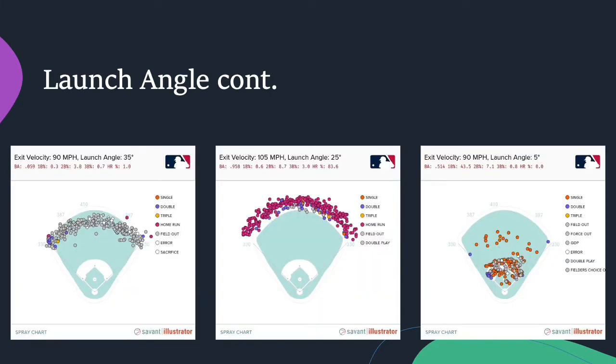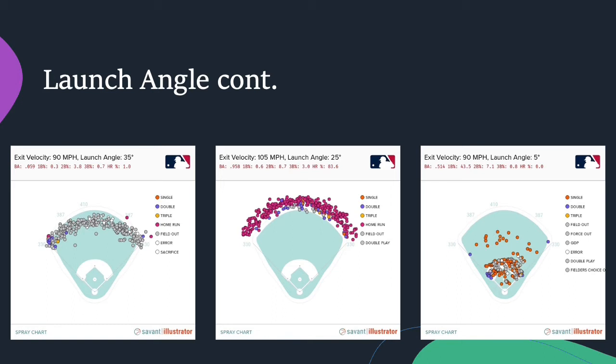The graphics below exemplify the relationship between exit velocity and launch angle. On the left, with an exit velocity of 90 miles an hour and a launch angle of 35 degrees, the resulting batting average is .059 with a home run percentage of 1%, as these are all very soft fly balls.